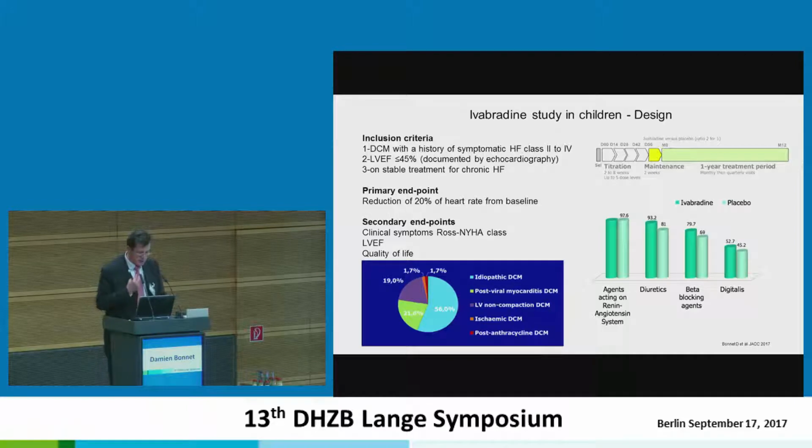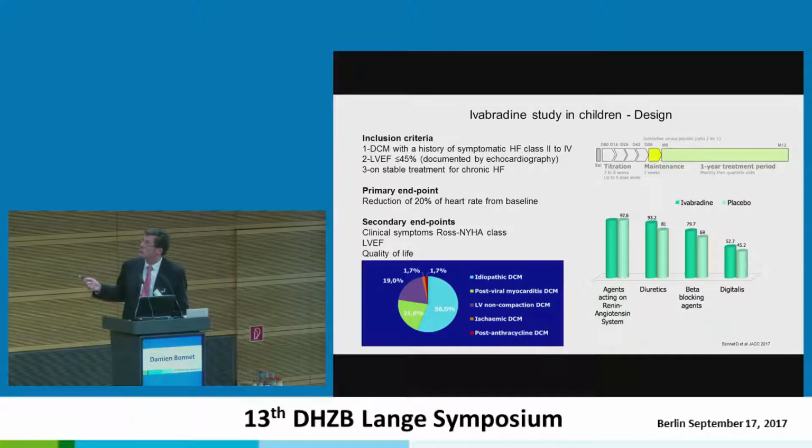So many European centers participated in the ivabradine study in children, and the endpoint of this study was the reduction of heart rate from baseline on top of standard of care. And standard of care is described here, and you can see that in Europe, the standard of care associates ACE inhibitors, diuretics, and beta blockers in many patients, so that was really an important information to see that the standard of care is quite homogeneous in Europe.